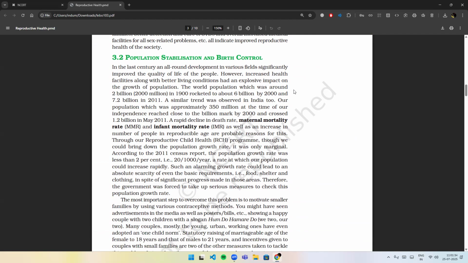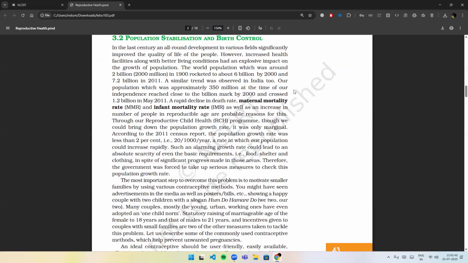In the last century, an all round development in various fields significantly improved the quality of life of the people. However, increased health facilities along with better living conditions had an explosive impact on the growth of population. The world population, which was around 2 billion in 1900, rocketed to about 6 billion by 2000 and 7.2 billion in 2011. A similar trend was observed in India too.